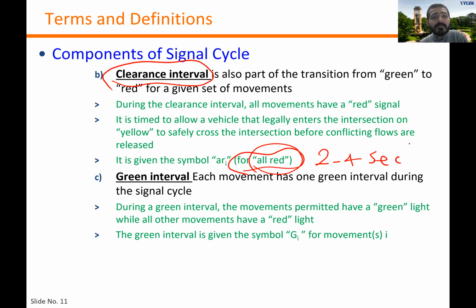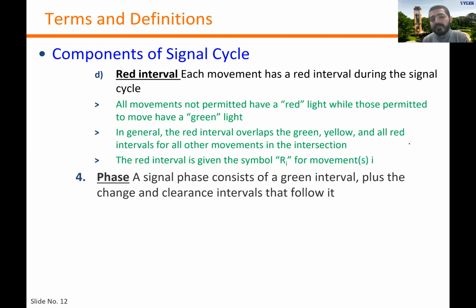Is it legal? Maybe not, but this is engineering versus legality. Here again, we're adding those 2 to 4 seconds just in the hope that this may help. But again, a careless driver is a careless driver, and this may not work and may not help all the time. And then we have a green interval. This is self-explanatory, where people are allowed to cross the intersection, and we have a red interval.